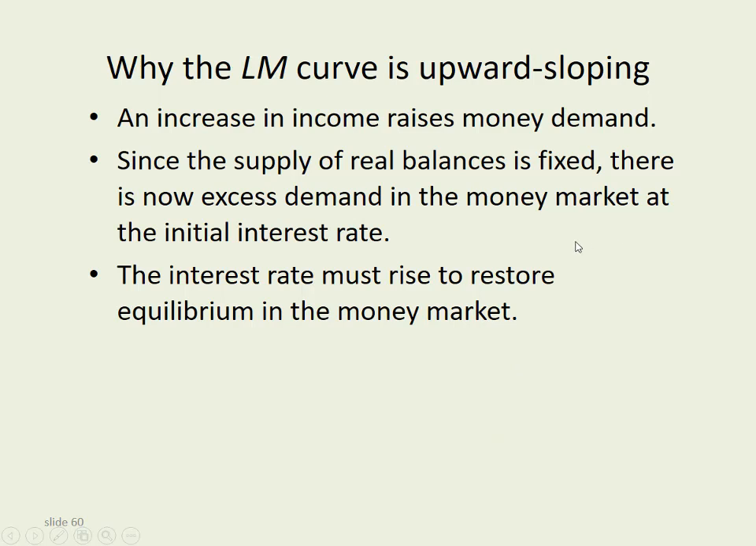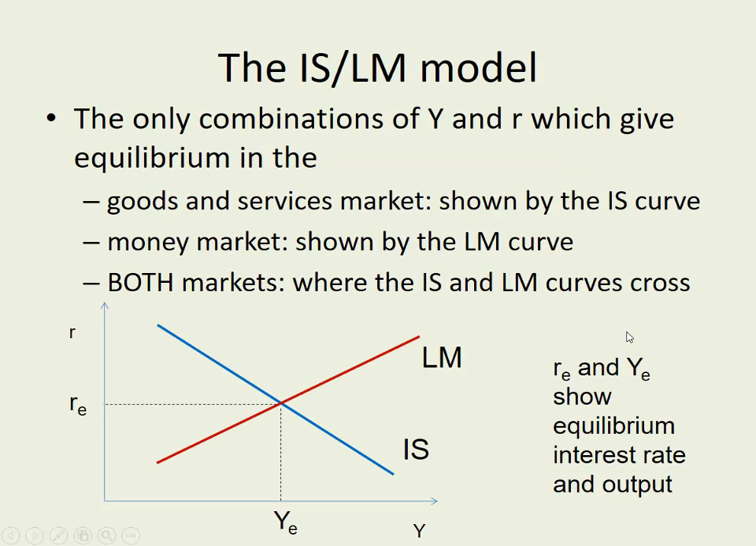Okay. Here are some reasons why it's upward sloping. As you increase income, you need more money to do all the transactions, but the money supply is fixed, so there isn't any more money. So people want more money, but they can't have any more. So the interest rate must rise to restore equilibrium in the money market, to make people happy to have less money, to hold these other alternatives to money. The interest rate on those alternatives must increase.